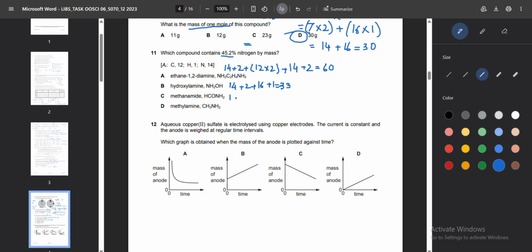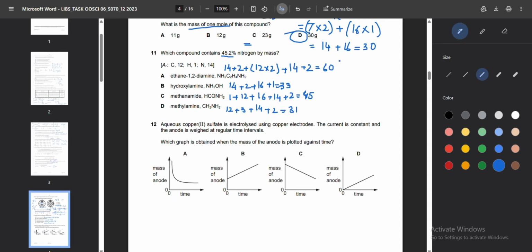Over here it is 1 plus 12 plus 16 plus 14 plus 2, so that is 45. Last one is 12 plus 3 plus 14 plus 2, so that makes 31. Now you can quickly calculate their percentages.